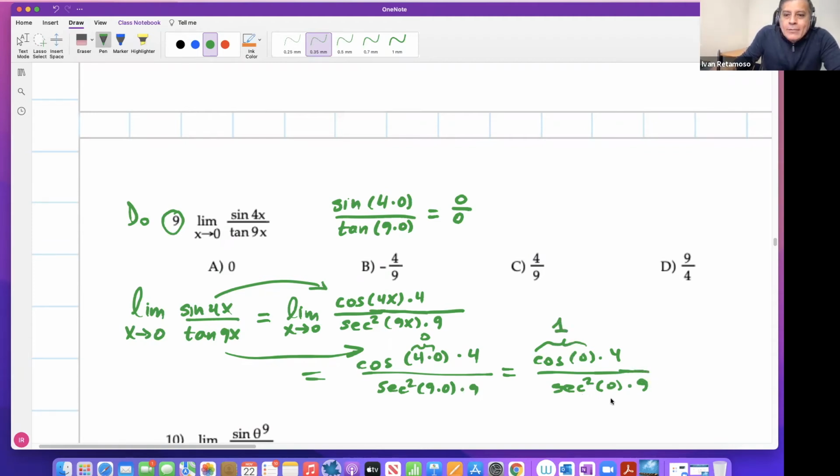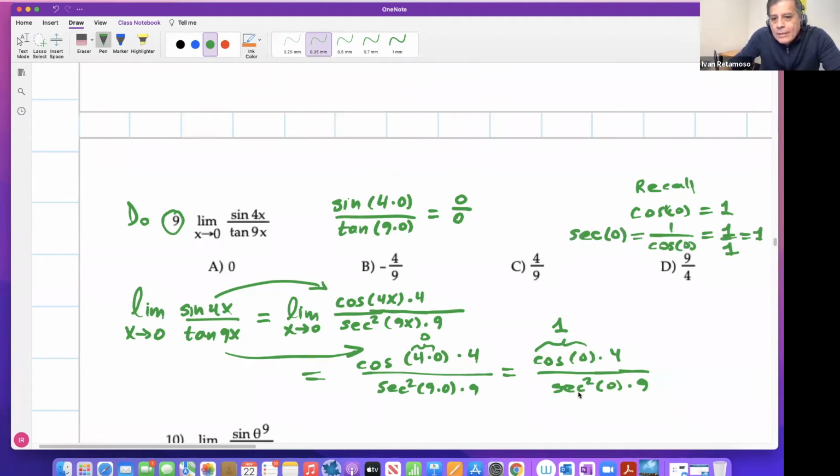Now, what is the secant of 0? Remember, cosine of 0 is 1. So then 1 over cosine of 0 has to also be 1, because 1 over 1 is 1. But this is secant of 0, right? So secant of 0 is 1. 1 squared is 1, so this will be 1. 1 times 9, 9. 1 times 4, 4. Excellent. This is it, right? 4 over 9. This guy.